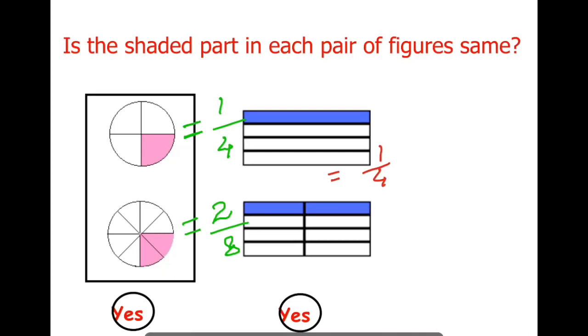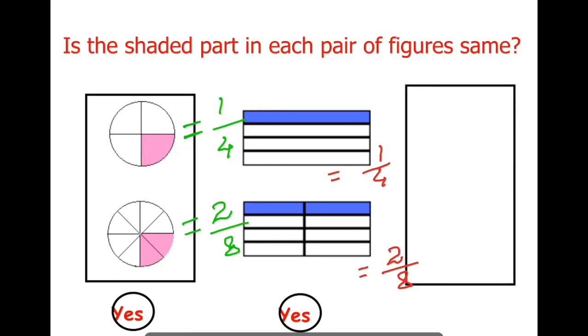So the fraction would be 1 by 4. And here in this second figure, the total number of parts are 8 and the number of shaded portions are 2. So the fraction would be 2 upon 8. Now dear children, let's move to the next pair of figures.